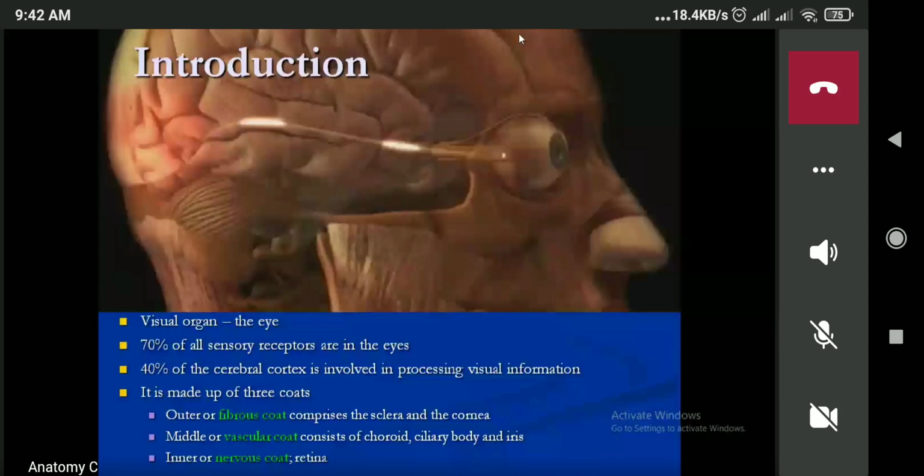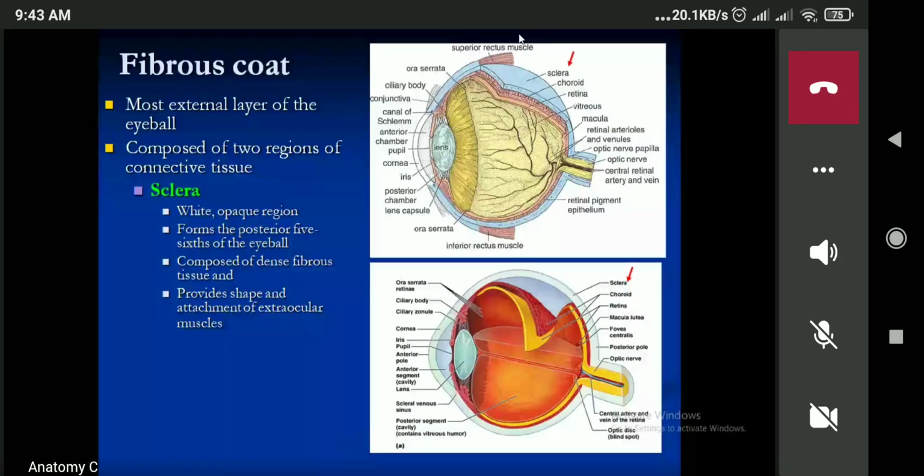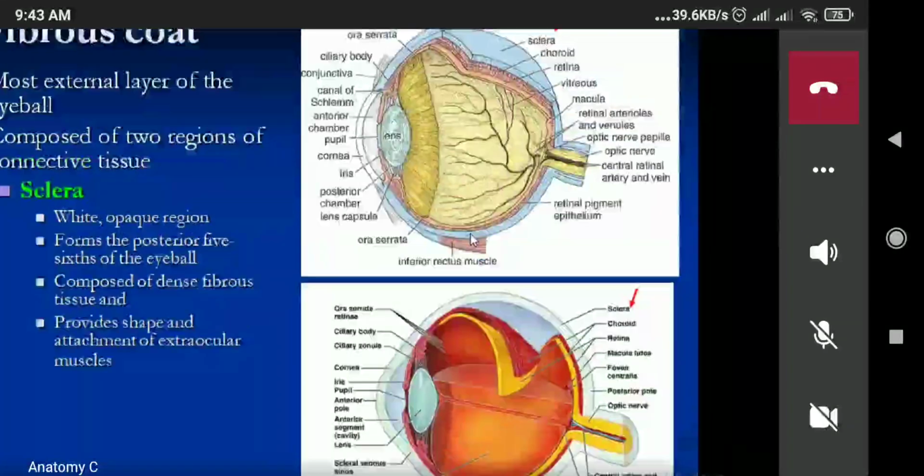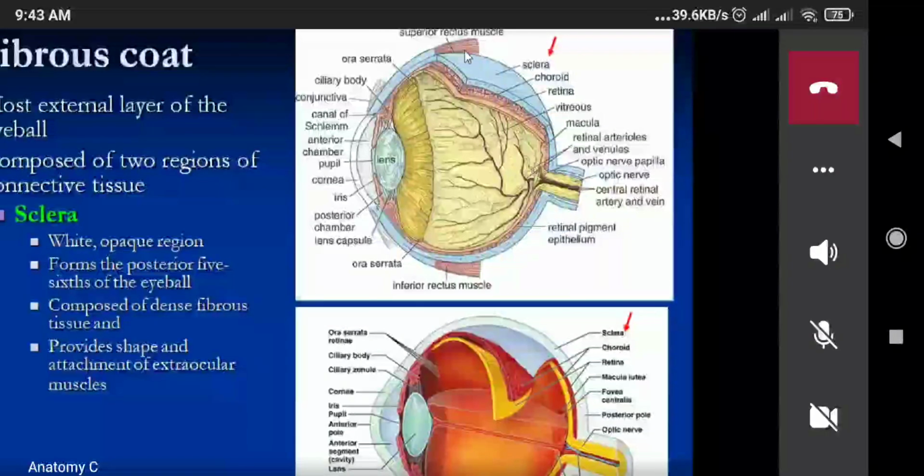Now let us start with the outermost layer. The outermost layer is the fibrous coat, which is further divided into two. We have the sclera on the posterior side and the cornea on the anterior side. The sclera is the white opaque region which occupies around 5/6 of the eyeball posteriorly, whereas the cornea is present anteriorly and occupies 1/6 of the eyeball. The main function of the sclera is that it provides the shape to the eyeball.